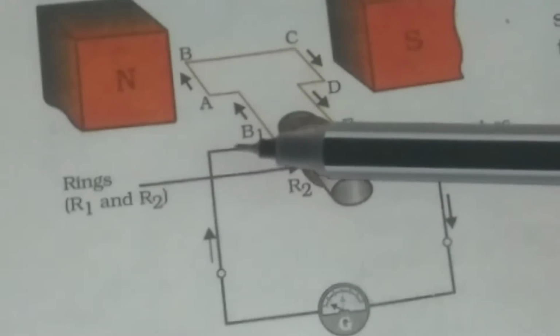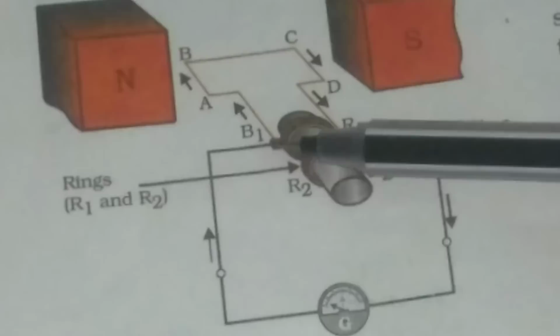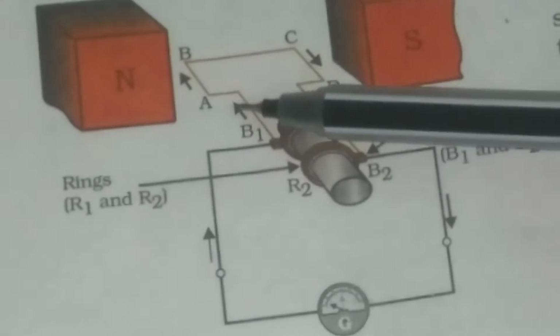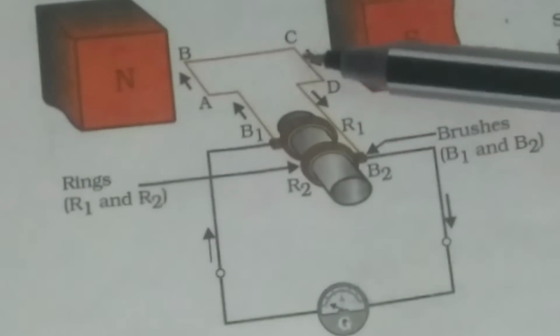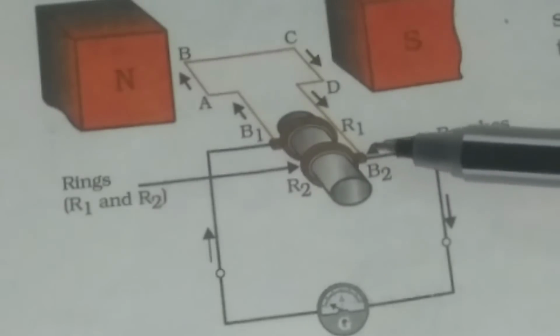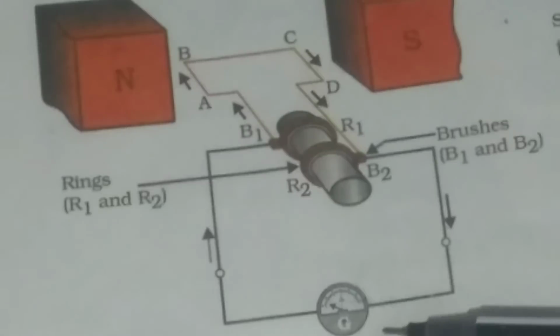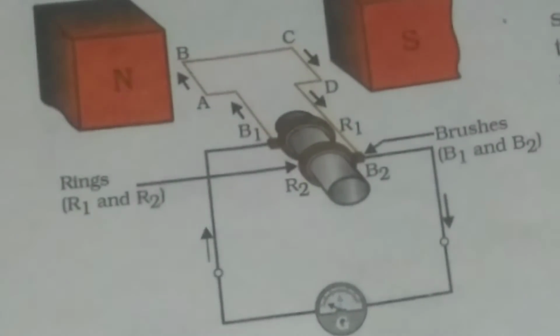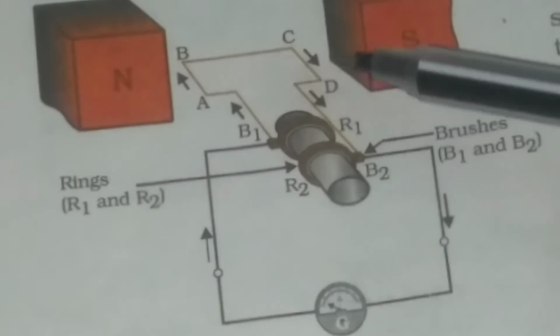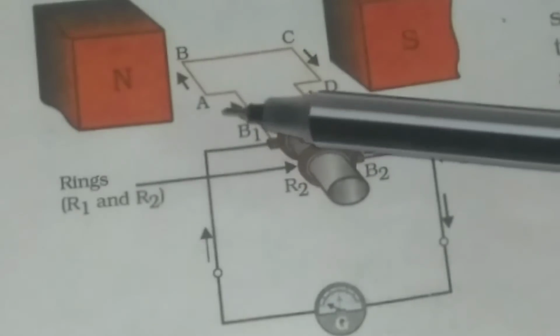The current produced in the coil is conducted by the brushes B1 and B2. So the current will be delivered by AB, go to CD, and finally the output current will be at the B2 brush. After half rotation, the CD side will come to the AB side.